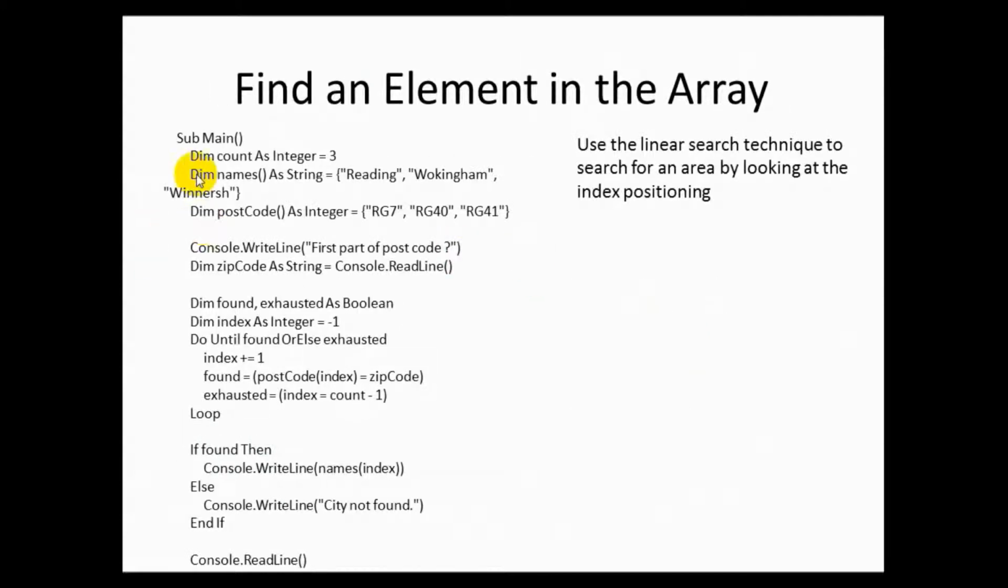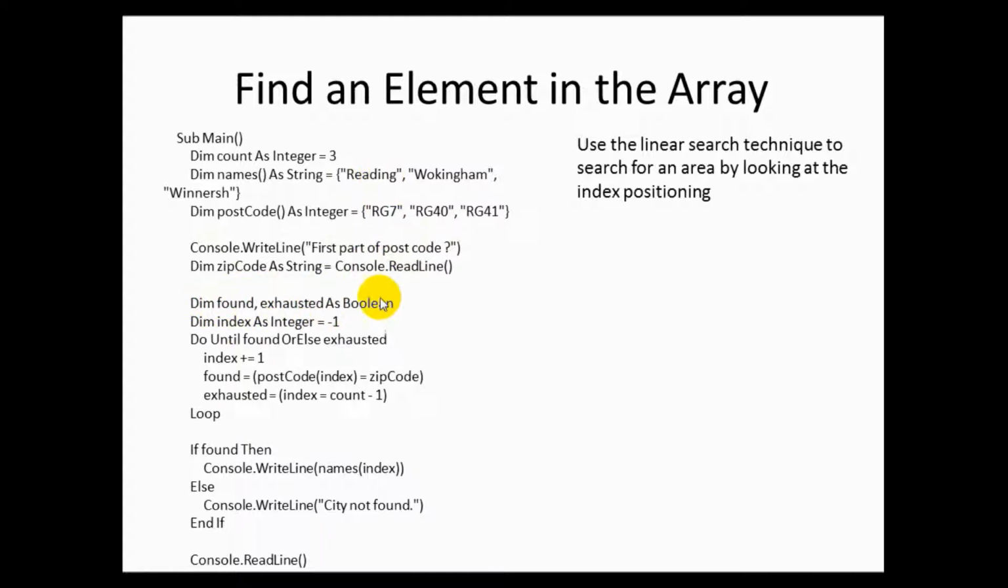The example I've got is an array string with 3 areas, Reading, Woking and Woolwich, and I've got the starting postcodes for some of those areas, RG7, RG40, RG41. And by entering in the part postcode, I will find the corresponding area. Okay, and this is very interesting.